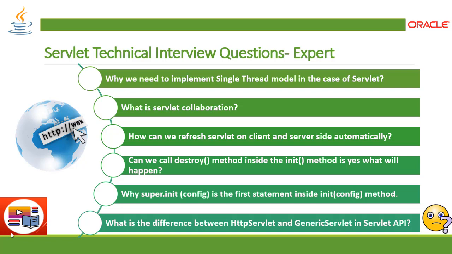Why is super.init(config) the first statement inside the init(config) method? This will be the first statement if we are overriding init(config), by which it stores the config object for future reference. We can use getServletConfig to get info about the config object, which will be lost without that and will give you a null pointer exception.